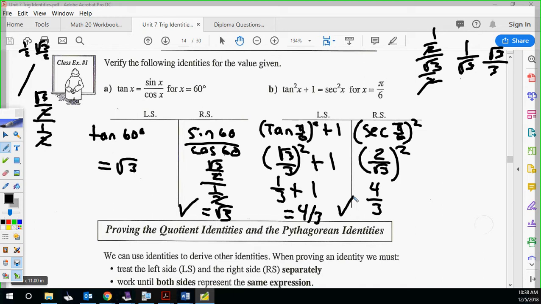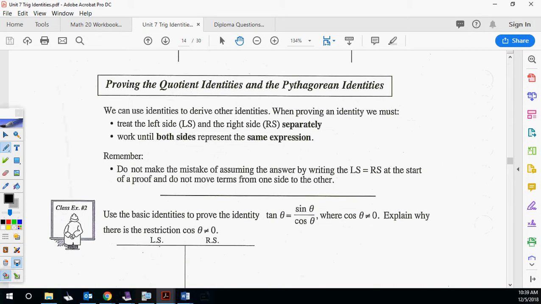You just proved that tangent is sine over cos, if you knew that one. Maybe you didn't know the next one, though. Tangent squared x plus 1 is equal to secant squared x. That's another identity. Okay, that's a Pythagorean identity. Those will be on your equation sheet, yeah. So we just proved quotient identities and Pythagorean identities.